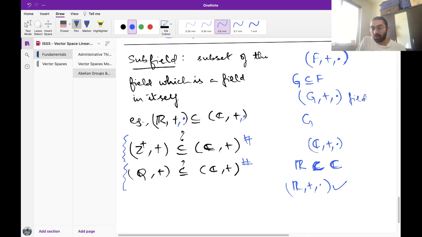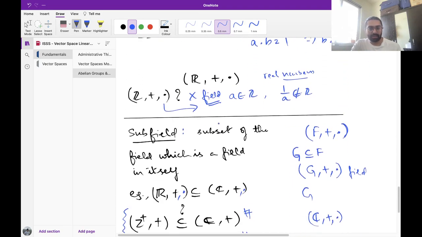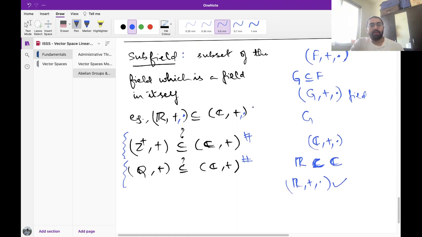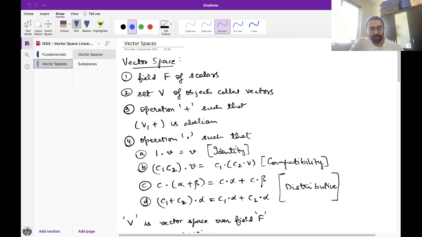If it is so, then you need to be able to define all of your identities, these laws of distribution, and whether we have inverses and all of that. The whole story you need to repeat for both the fields, both the Abelian groups. Okay, is that clear? Yes. Okay, so that is about the basics.